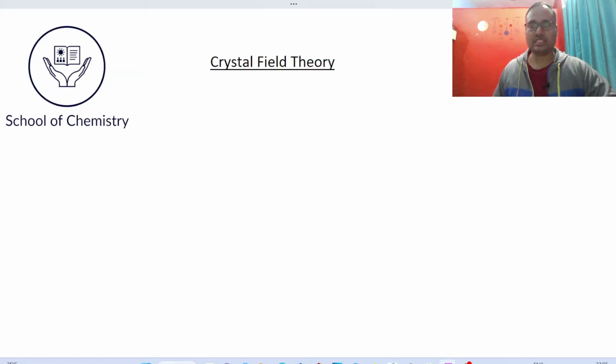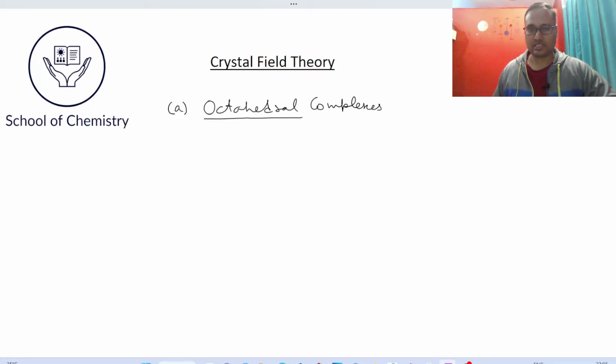when these point charges approach each other, the electron clouds of the ligands and the metal are going to repel each other, and due to that repulsion it causes a splitting in the d orbital of the metal atom or the ion. Now, how the splitting of the d orbital takes place, let us first study about the octahedral complexes.